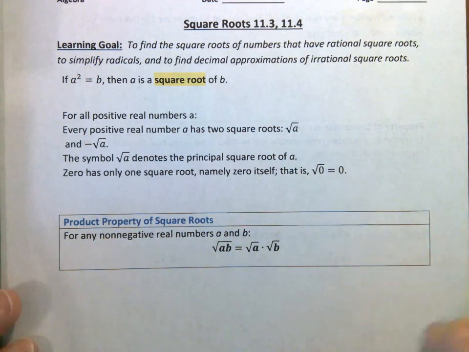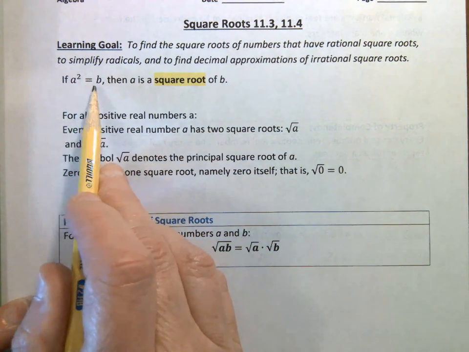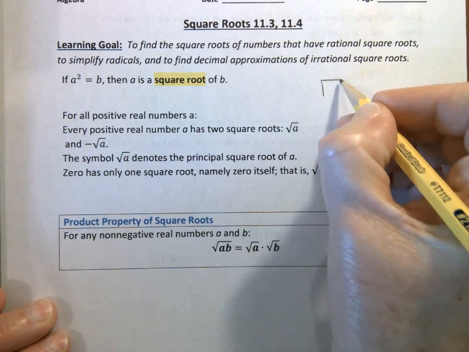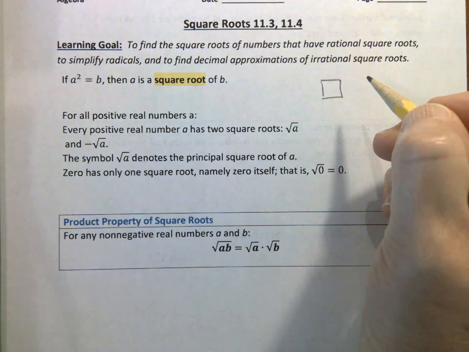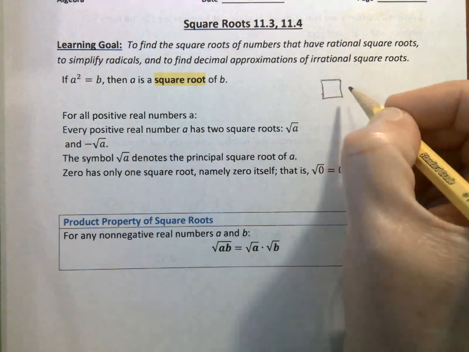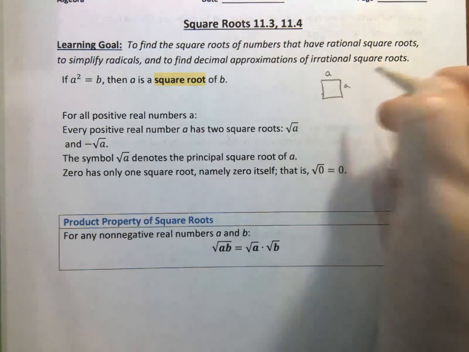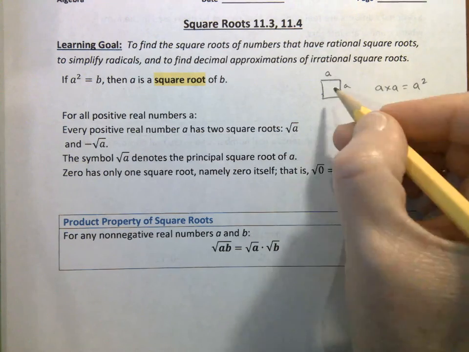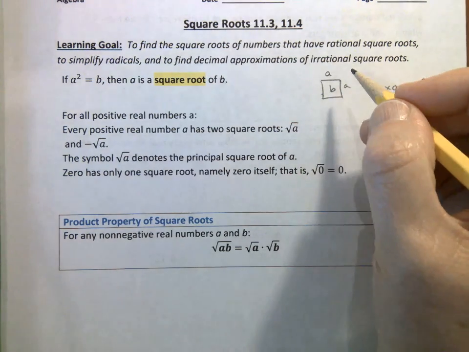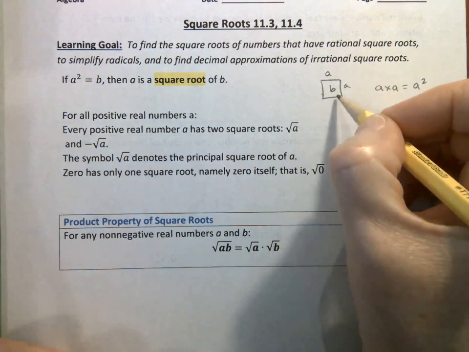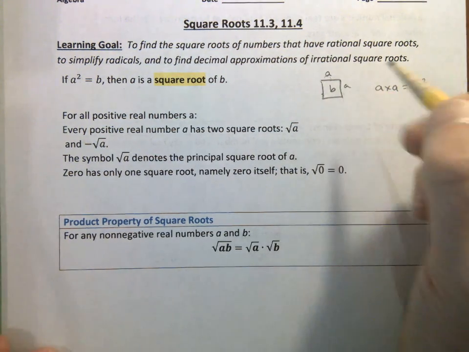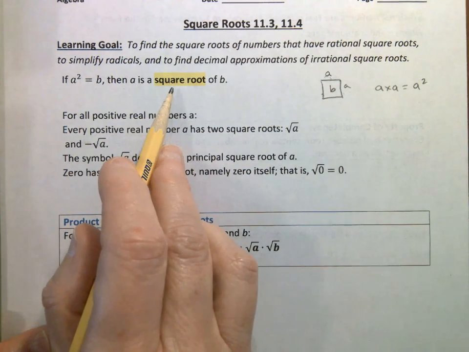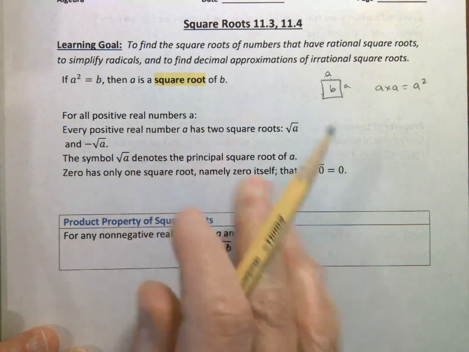Okay, so let's start with some definitions. If a squared is equal to b, then a is a square root of b. If you think about a square, the sides are the same, and if I multiply those, it gives me the area, which we're going to call b. So that's how they got the term square root. Basically, a square root is the number that you would multiply by itself to get the new number.